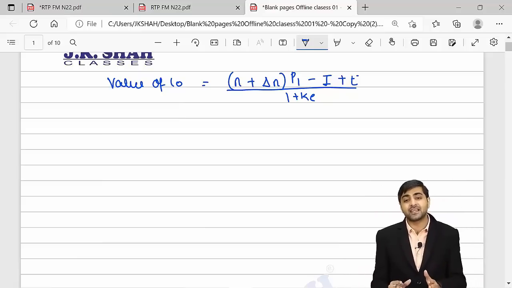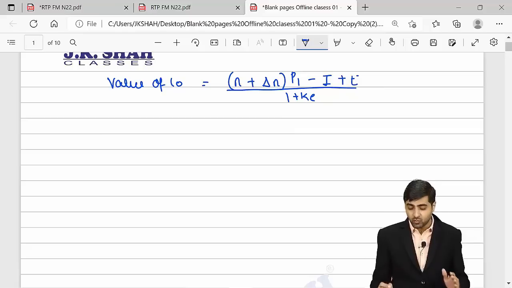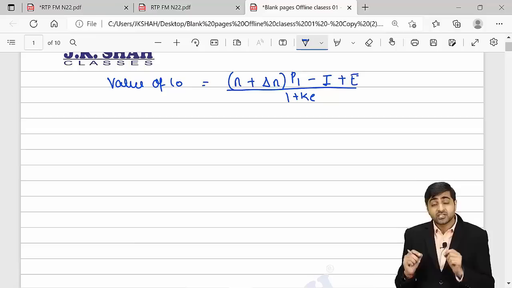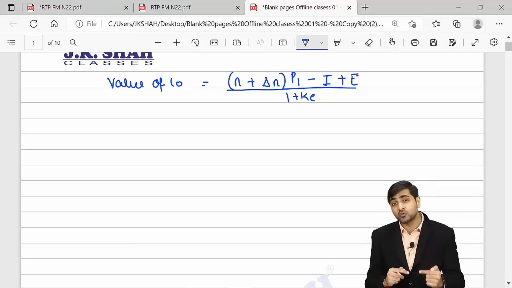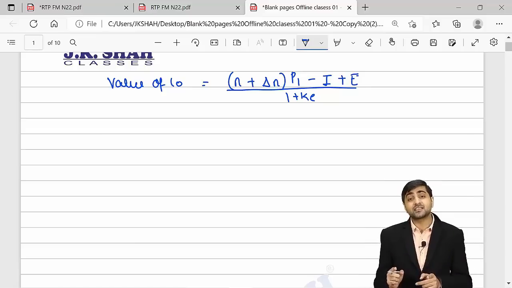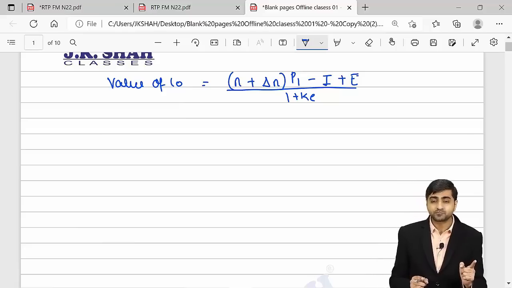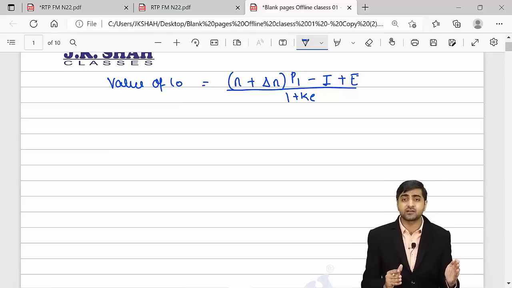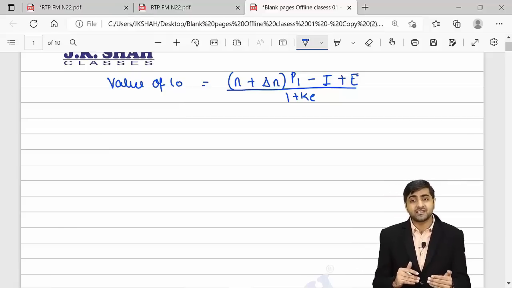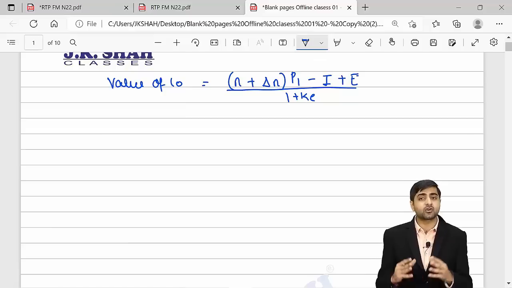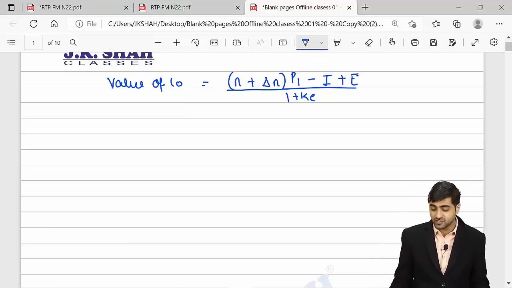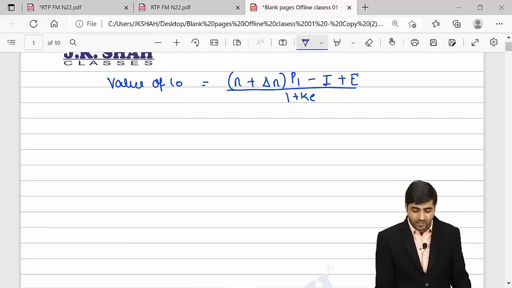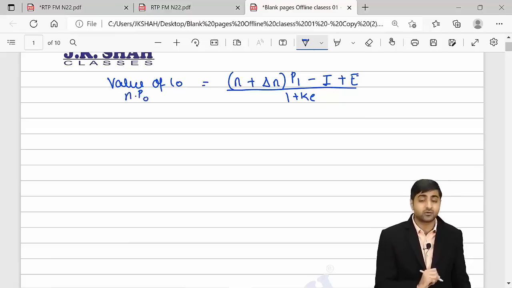What does n indicate here? n indicates your existing number of equity shares. Δn is nothing but the fresh issue which you have to make. P1 is nothing but the price at the end of year 1. I is nothing but the investment which will be made at the end of the year. E is your earnings at the end, and K is nothing but your cost of capital or the discounting factor. So this is how you will be getting the value of the company, which is nothing but n into P0.